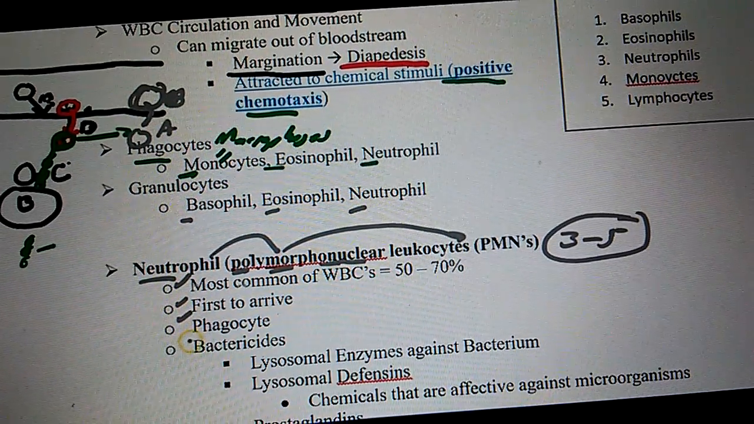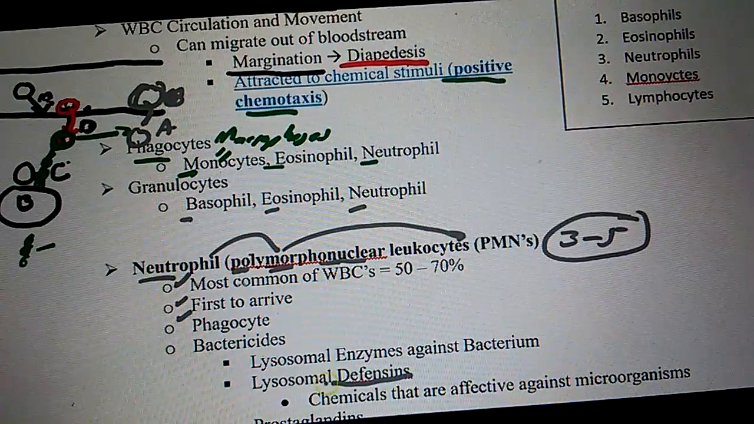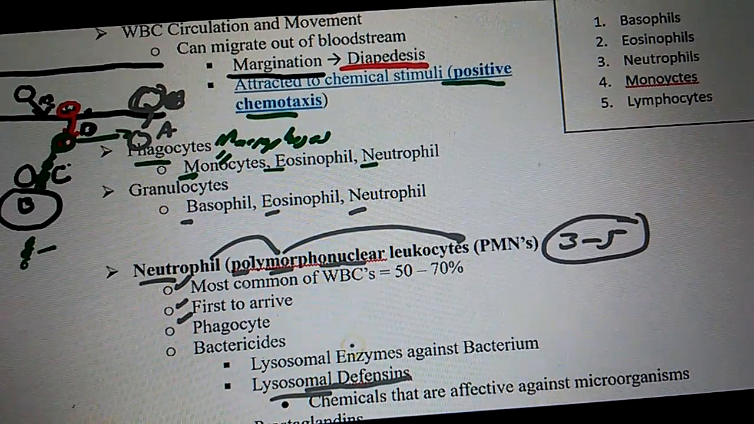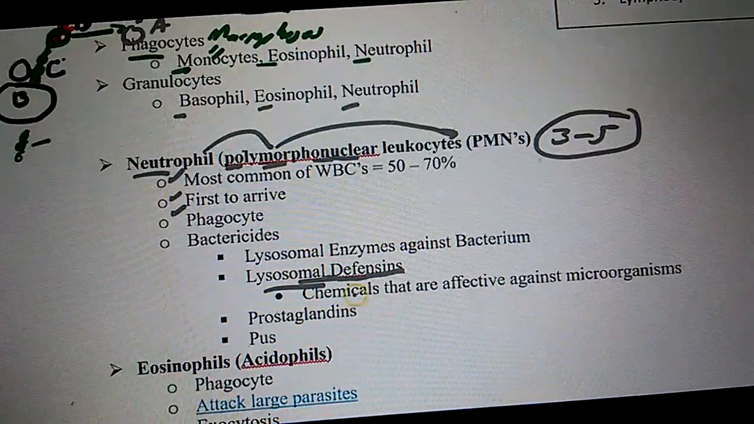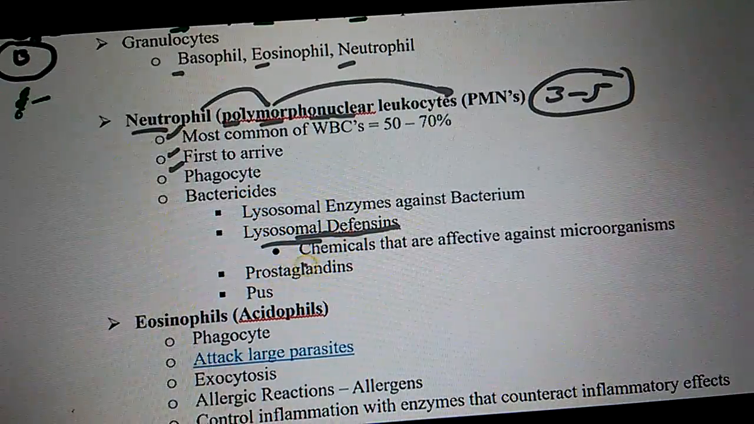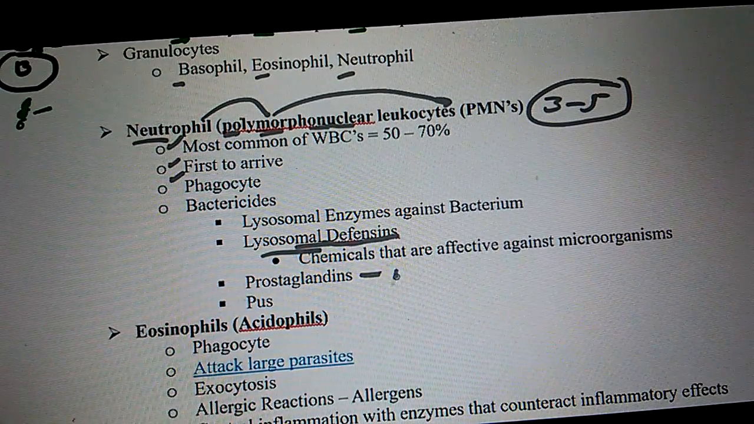Is a neutrophil a phagocyte? Yes. Do neutrophils release lysosomal defensins? Yes. What do neutrophils release? Lysosomal defensins. Do they kill bacteria? Yes.